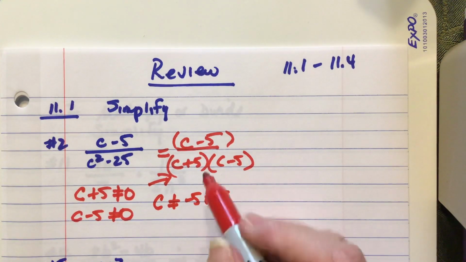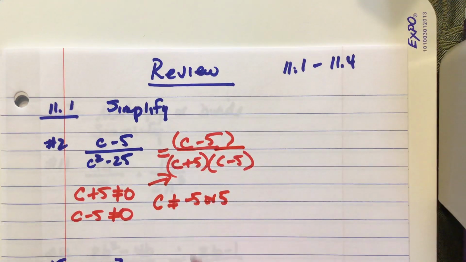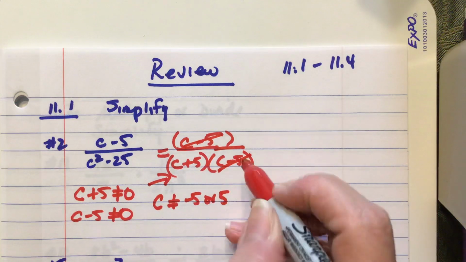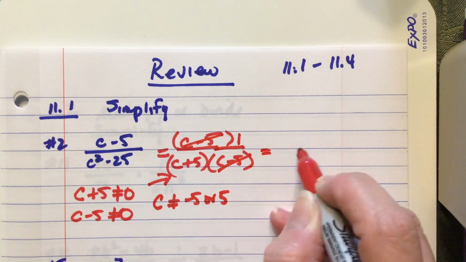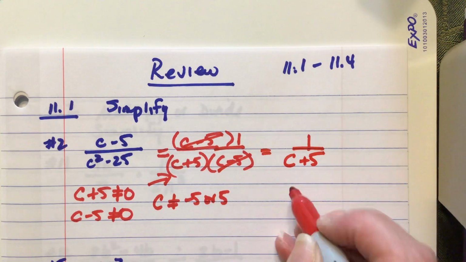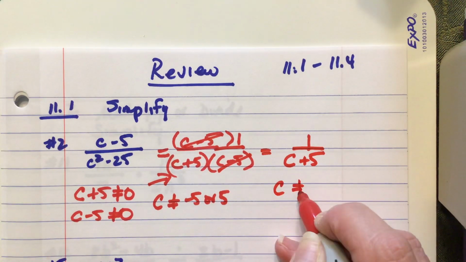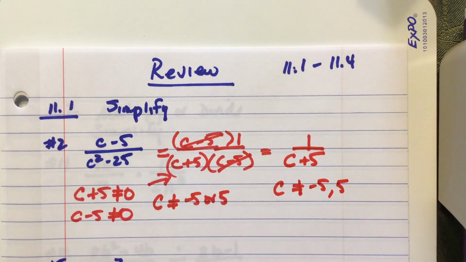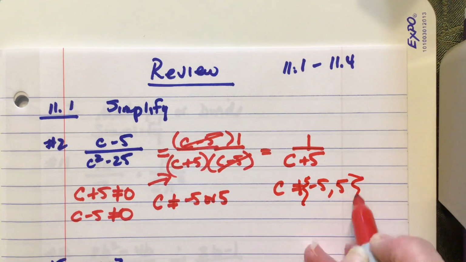So then I'm going to cancel my expression here. I have c minus 5 on the top, c minus 5 on the bottom, and when there's nothing here, I can add a 1. So it's 1 over c plus 5. And again, c is not allowed to be equal to negative 5 or 5. Okay, we'll put those in brackets.